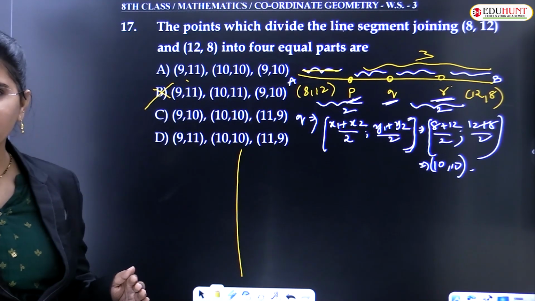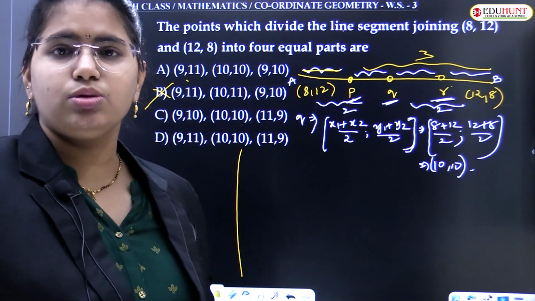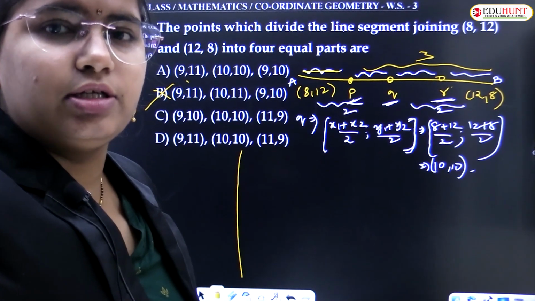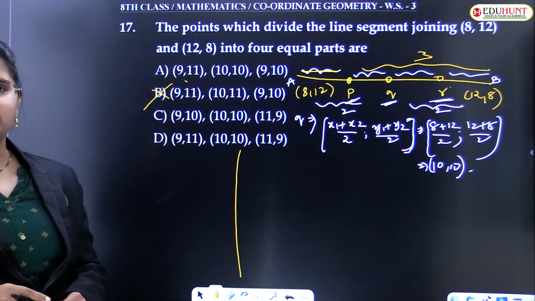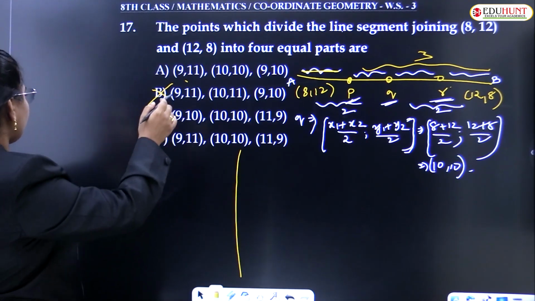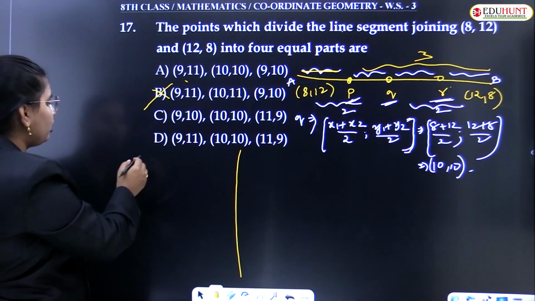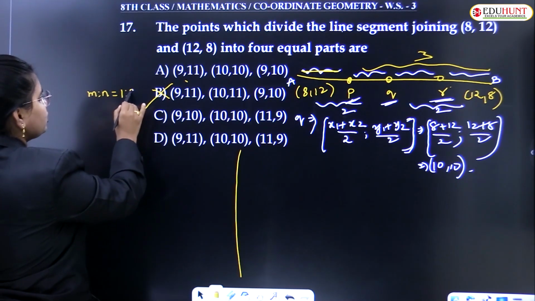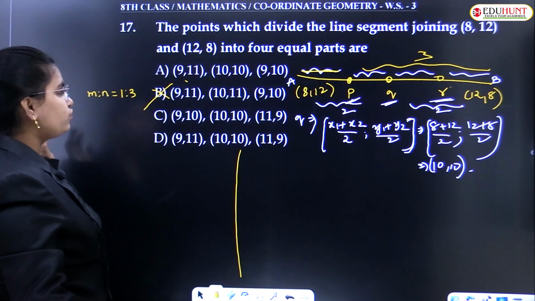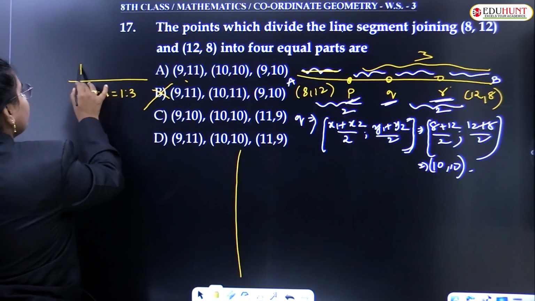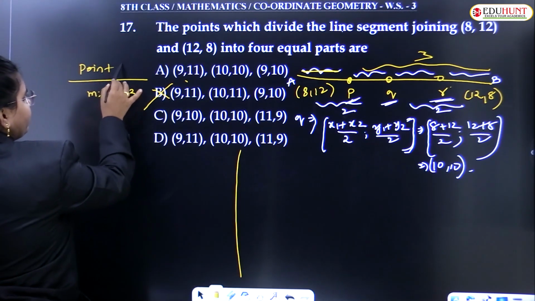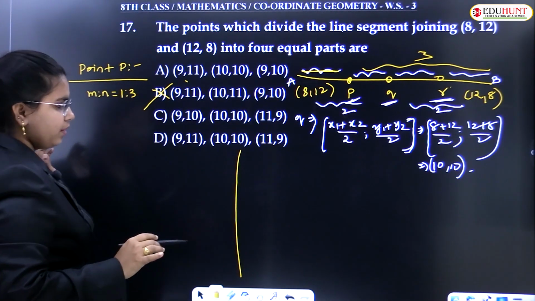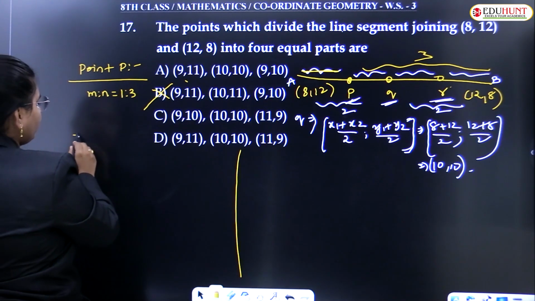And what is m is to n? m is to n is 1:3 ratio, right? So shall we start this? Here I am applying the formula. m is to n is equal to 1:3. Which point am I finding here? Point P. So let's substitute in the formula.